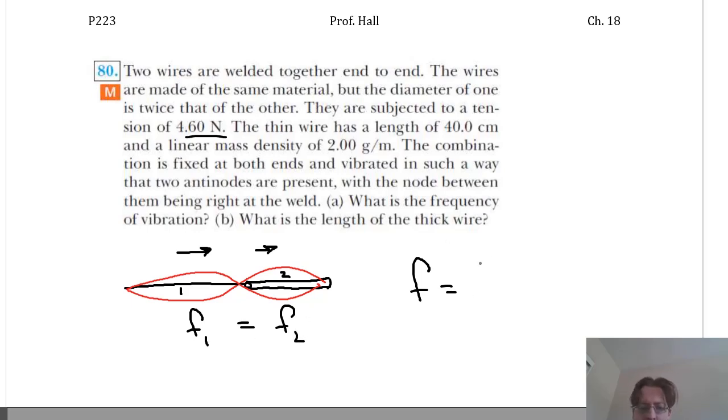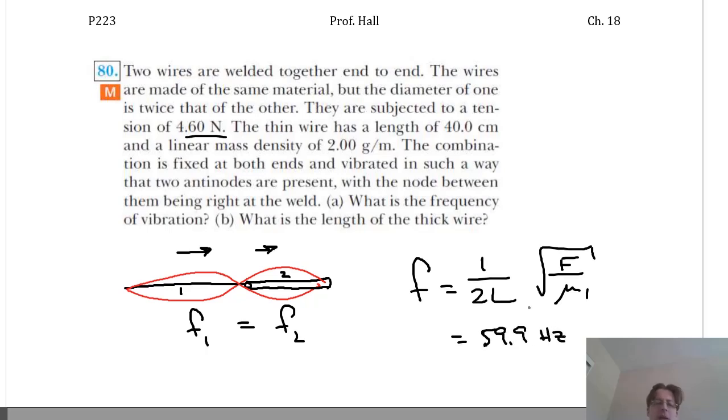f is equal to 1 over 2L. This is the first harmonic, right, with a node at both ends of it. So it's n equals 1, over 2L times v. v is the square root of the tension divided by the mass density of wire number 1, which I can figure out because I'm given its mass density, and I know the length. Okay, so that frequency comes out to be 59.9 hertz. And it's the same on both sides.